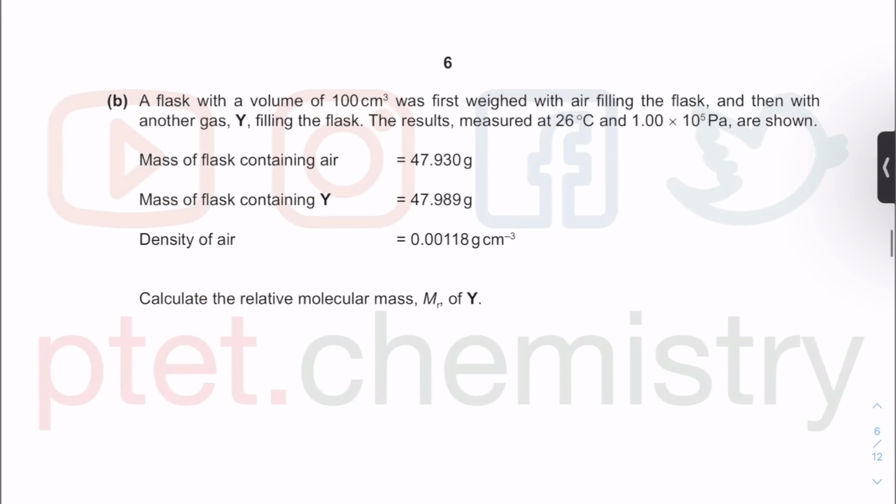Now we have a calculation question in this next part. We have a flask with a volume of 100 cm cube. That's going to be the volume of the container. The volume of the container is going to be the same as the volume of the gas, because the gas fills up the volume of the container. Now what do we have? We have another gas Y filling the flask, and we measure this at 26 degrees Celsius. Keep an eye out for this.